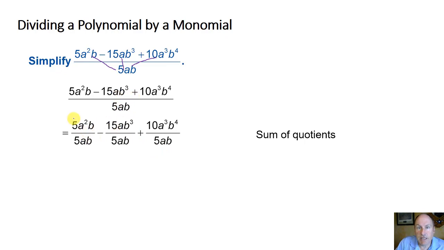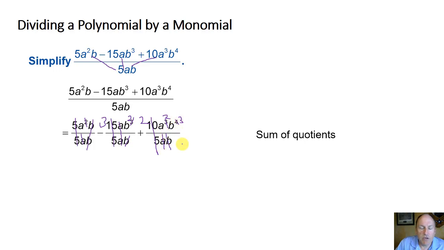Now we're looking for things that can cancel out. Well, 5 divided by 5 is 1. a squared divided by a is just a, and b divided by b is b. If we continue that process, 15 divided by 5 is 3. a divided by a is 1. b to the third divided by b is b squared. 10 divided by 5 is 2. a to the third divided by a is a squared. And b to the fourth divided by b is b to the third.